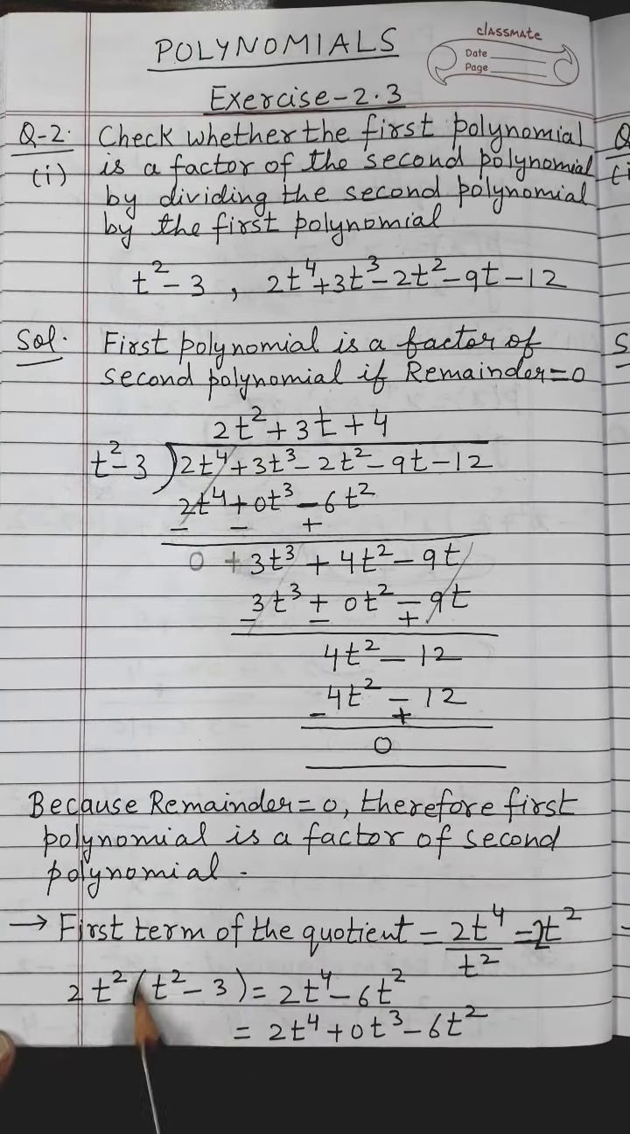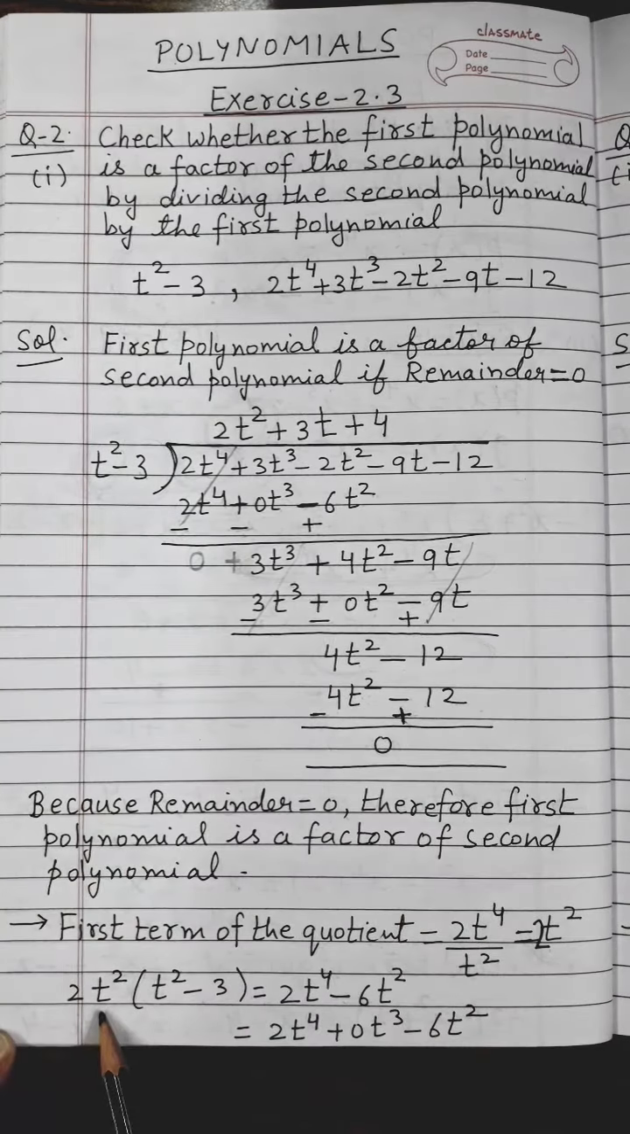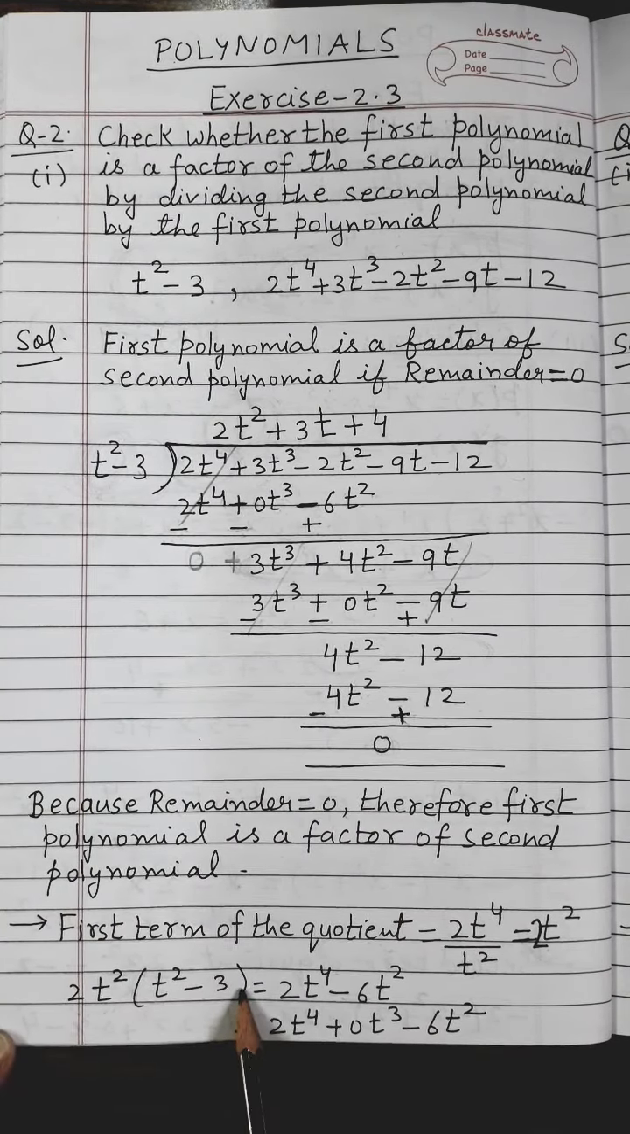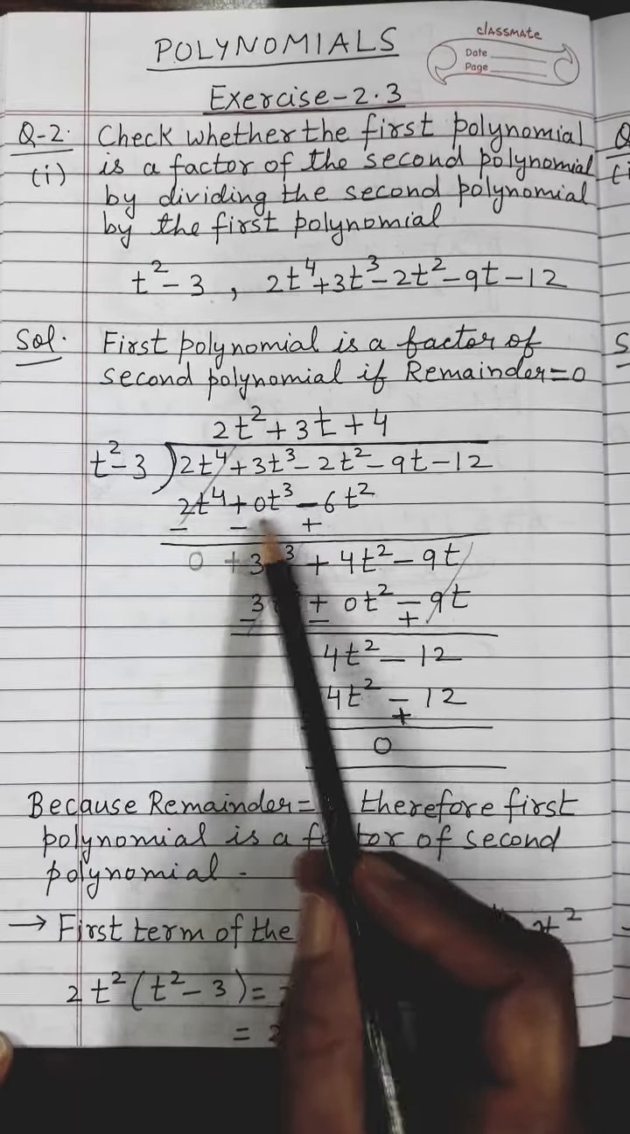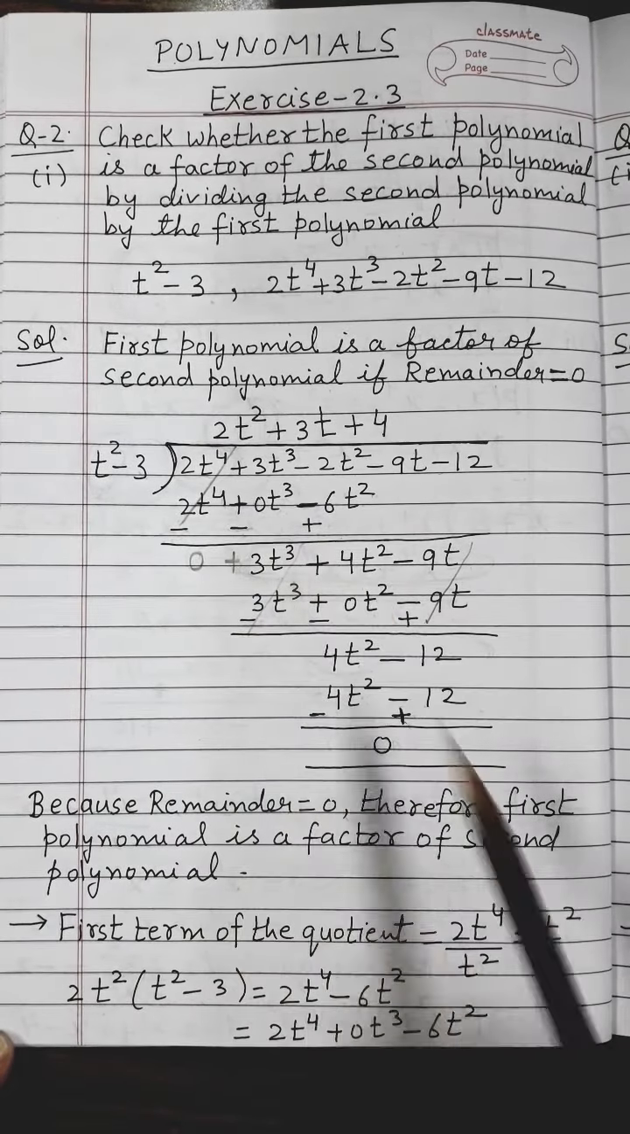Next, this 2t square I will multiply with the divisor. So 2t square into t square minus 3, open the bracket, will give you 2t power 4 minus 6t square. Here you see the cube term is missing. That cube term I can include from my own side. I can write it like this: 2t power 4 plus 0t cube minus 6t square. 0t cube will give you 0, so I am not making any change in this polynomial. So these three terms I will write below the terms of the dividend: 2t power 4 plus 0t cube minus 6t square.